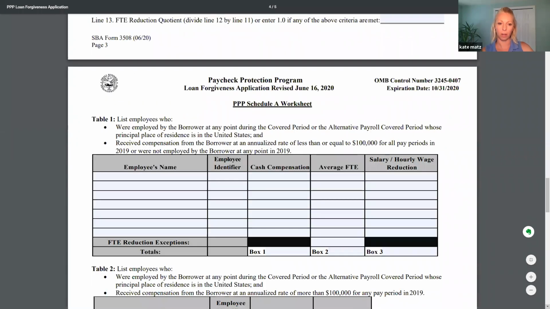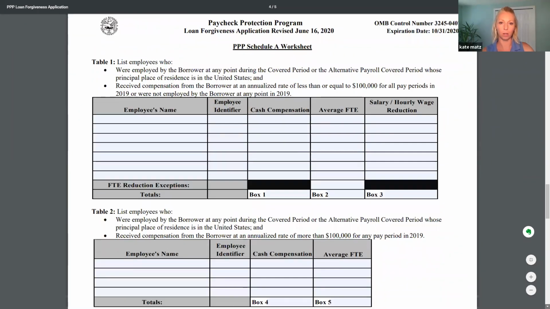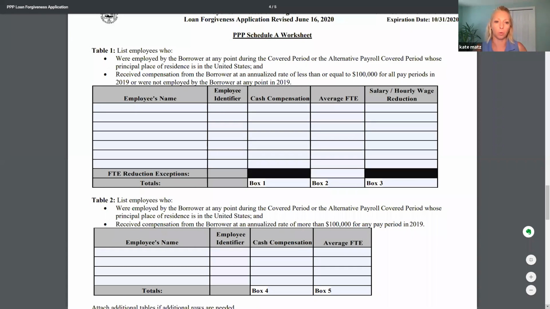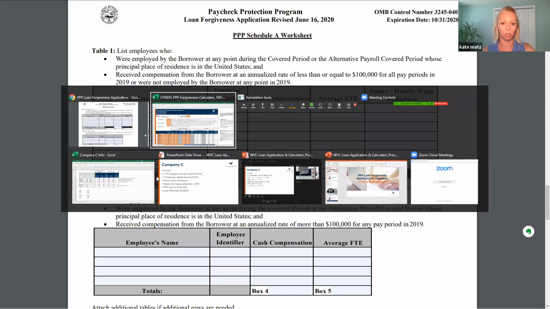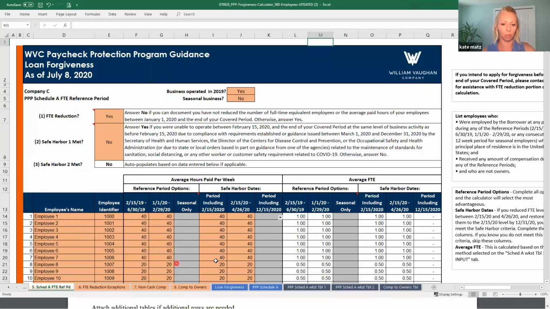The next page then is the worksheet to Schedule A. So we've got this table 1 where we're going to list out employee by employee their compensation, FTEs, and if they had any salary or hourly wage reduction. So again, we're limited here. We only have a handful of line items. We might need some more. And in case of our company C, we do need some more. So we'll go back to our calculator.